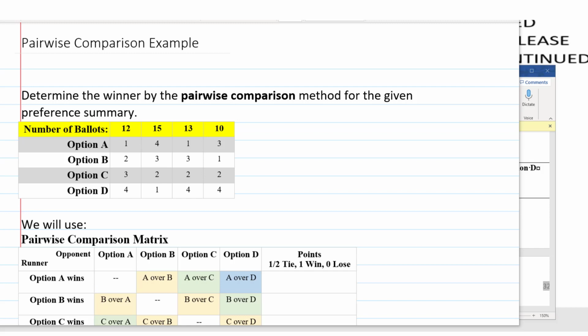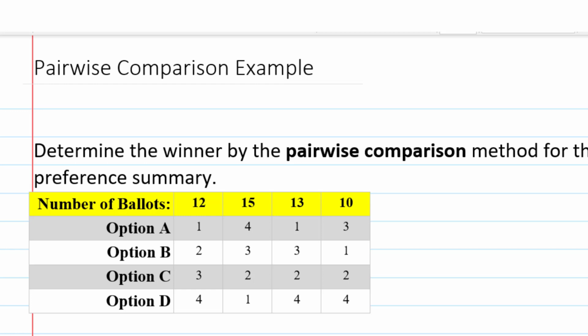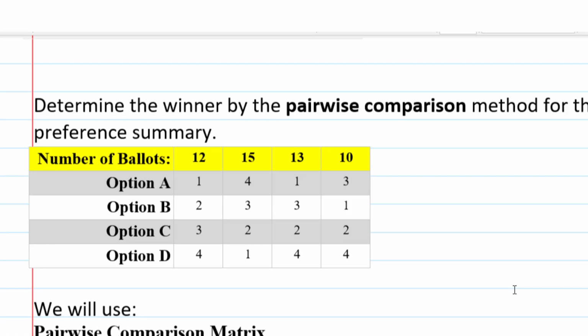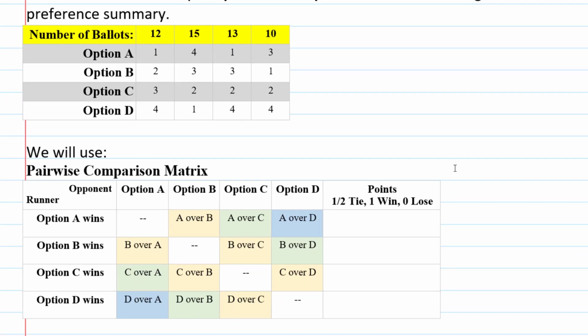In this video, we're going to look at finding the results of an election by pairwise comparison. We're given a preference summary which shows how each of the voters ranked each of the candidates, and we're going to use a pairwise comparison matrix.